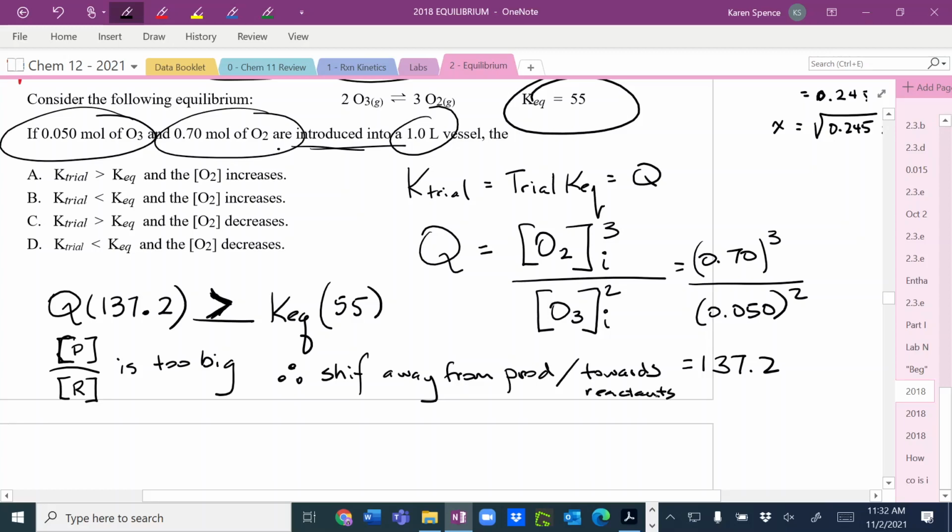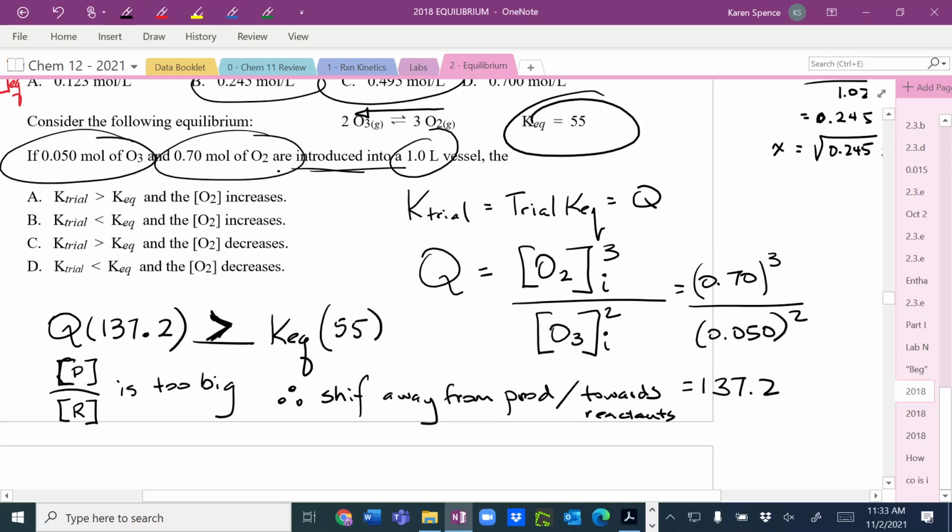And that means we are shifting to the left, which means our concentration of O2 should be increasing or decreasing. If we're shifting left, O2 is decreasing. So it's got to be either C or D, and we already know that Q, which is K trial, is greater than KEQ, so that's going to be this one, so the answer should be C.